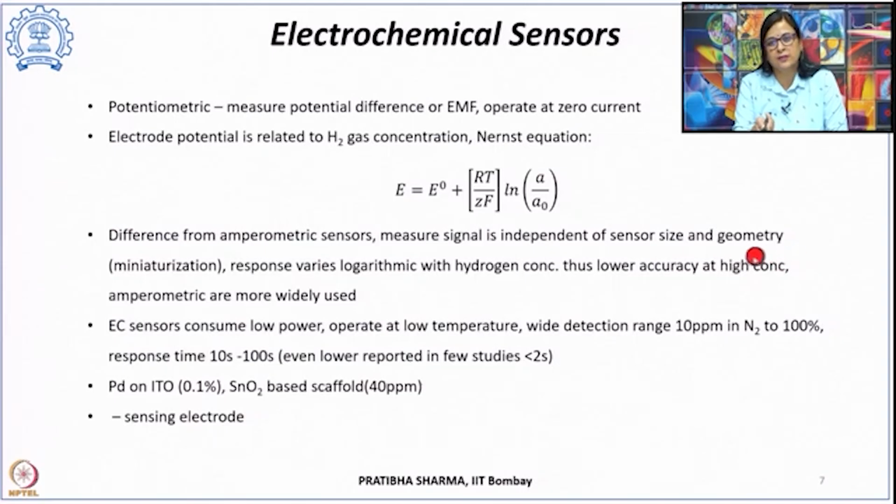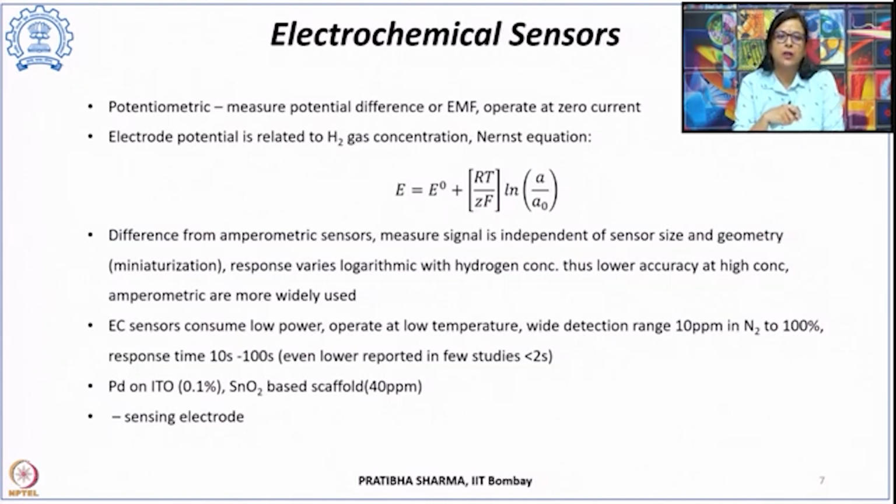Now that is an advantage, because if it is independent of the sensor size and geometry, we can reduce the size as low as possible. In that case, miniaturization of such devices could be possible. But the major disadvantage, and another difference from the amperometric type of sensor, is the logarithmic variation. This logarithmic variation with hydrogen concentration, like the activity which is related to hydrogen concentration, shows that there will be a low accuracy at higher concentration compared to lower concentration. And usually the amperometric sensors are more widely used compared to the potentiometric type of sensors.